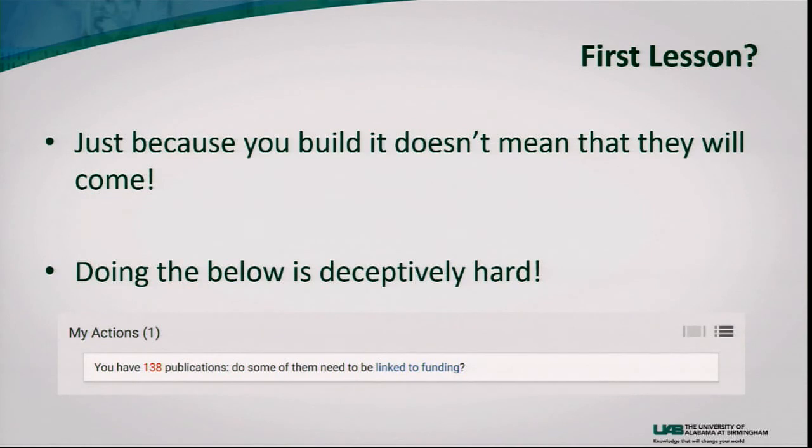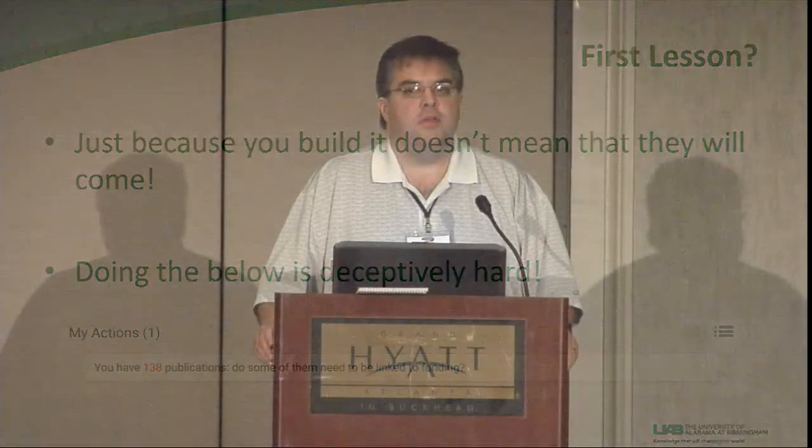We found that simple things like looking at linking fundings. So we had that message there at the bottom. It says you have 138 publications to link to some funding. Well, faculty weren't clicking on that. They weren't doing any linking. We had their publications that we had downloaded from Elements. We had their grant information, but we didn't have any way to link them together unless they told us. So nothing there.